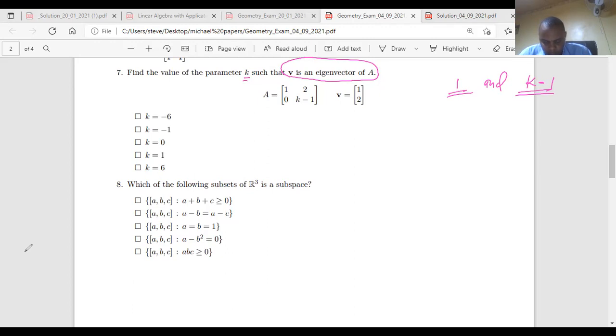Is it one? Because it has 1 minus lambda times k minus 1 minus lambda. Therefore, lambda needs to equal 1 or k minus 1. I just looked at 1 and k minus 1 because it has a 0 there. Yes, it's an upper triangular matrix.